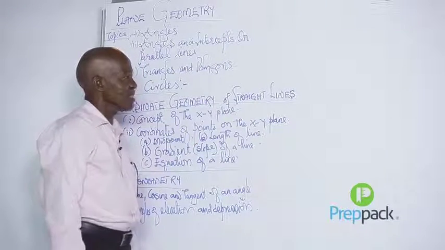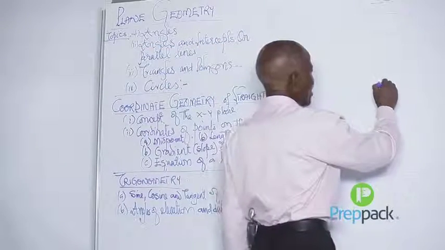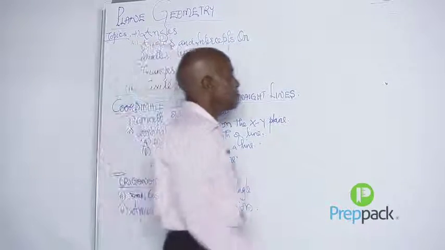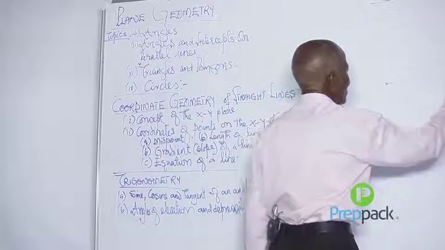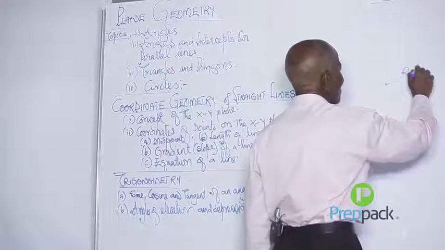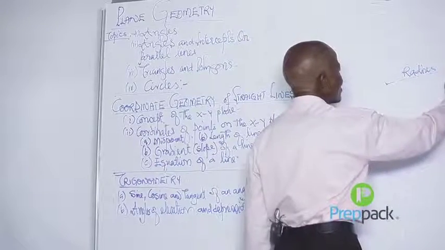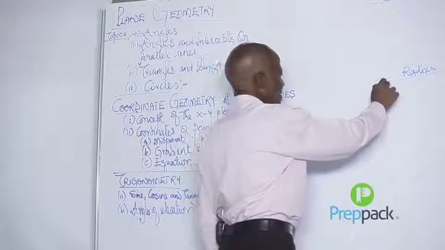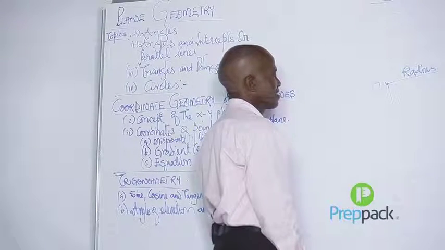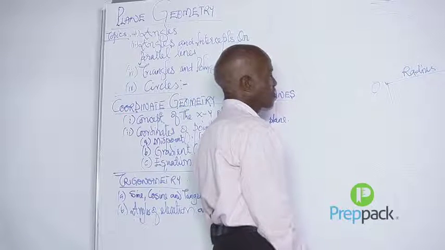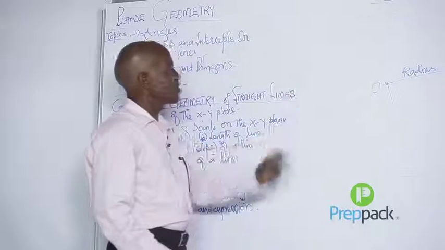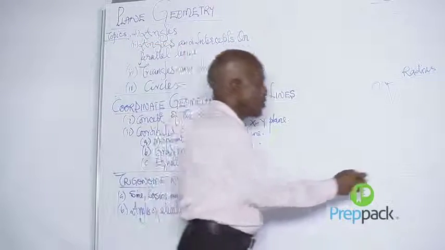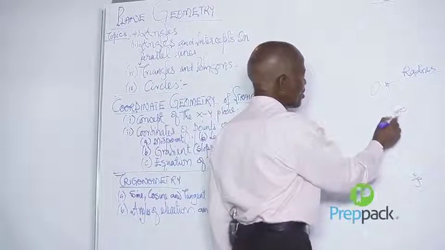If I pick this point as the center, then this is my radius. Of course, it will be equal to this. Never mind, I'm not a computer, just consider it as a perfect circle. So this is also a what? This is also a radius.